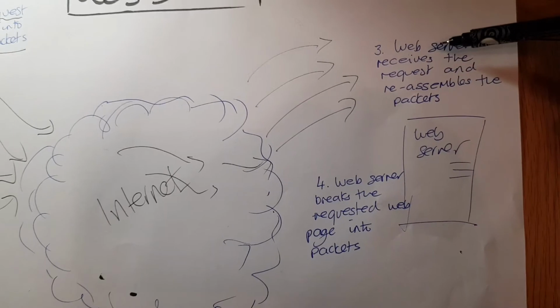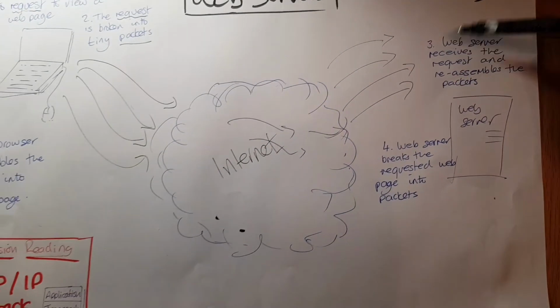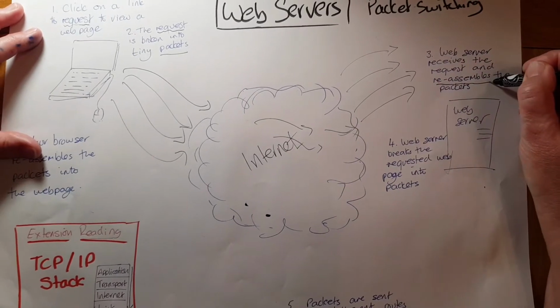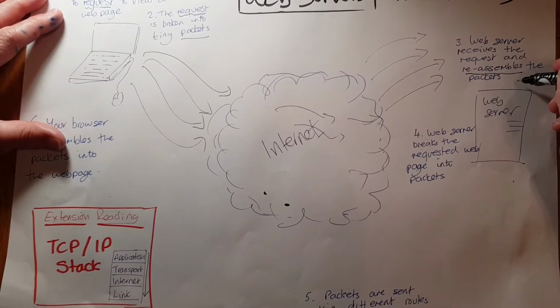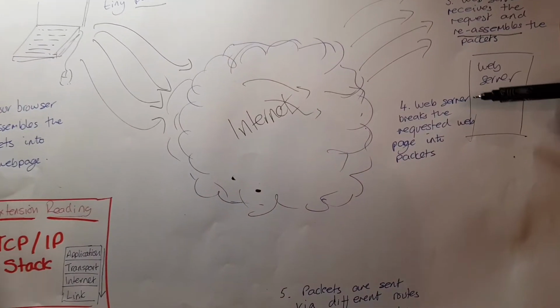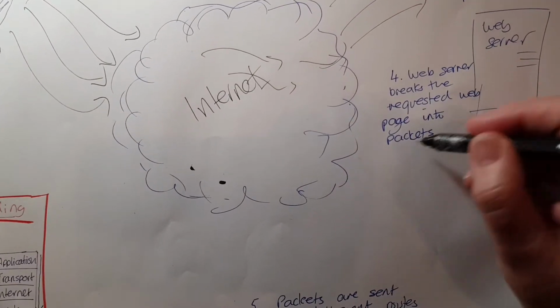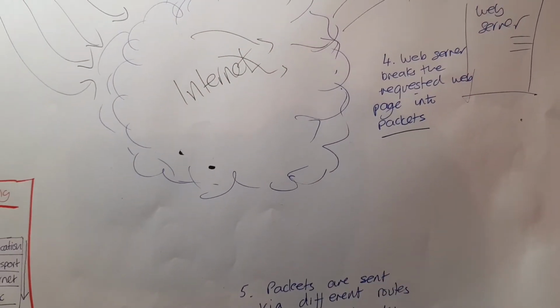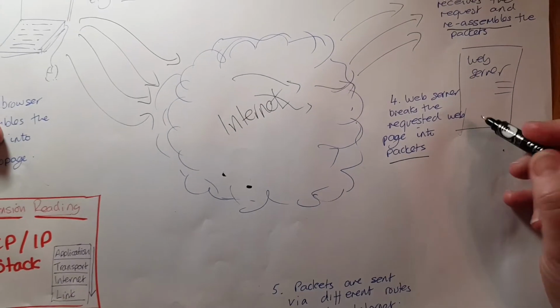So the web server receives all those little packets of data, which is your request to see a website, and it reassembles those packets, and then that's the request going up onto the web server. The web server then finds the video or web page or whatever it is you're looking for, and it breaks it down again into little packets. So it finds the website, the video that you're looking for, and breaks it into packets.